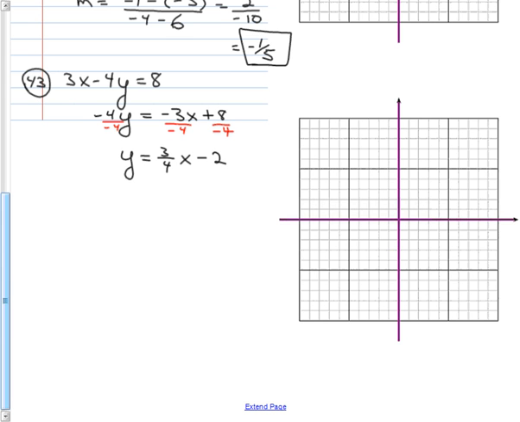Where do we start graphing? Where's our first point? Negative 2. The y-intercept is negative 2. We want to start there. So 0, negative 2. And then what do we do? Go up 3. Rise 3, run 4. Up 3, right 4. From that dot, up 1, 2, 3, over 1, 2, 3, 4. 1, 2, 3, 1, 2, 3, 4. And we draw our nice line.